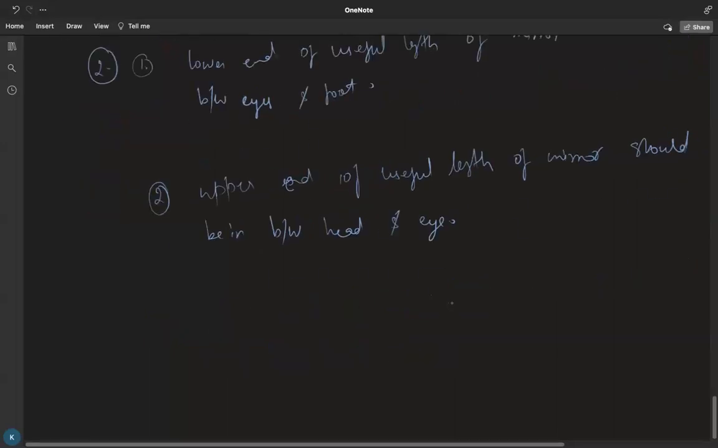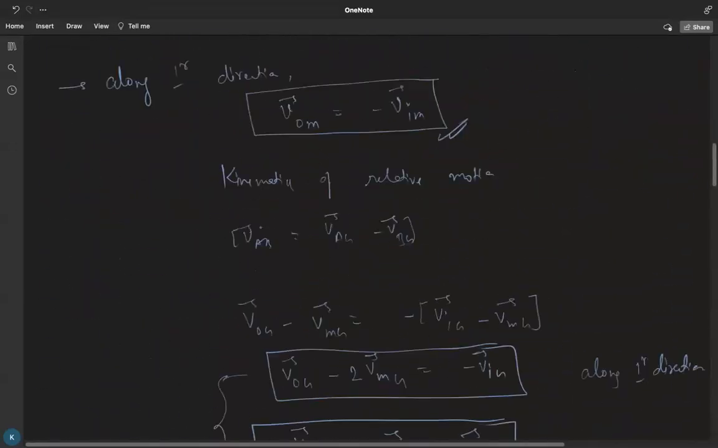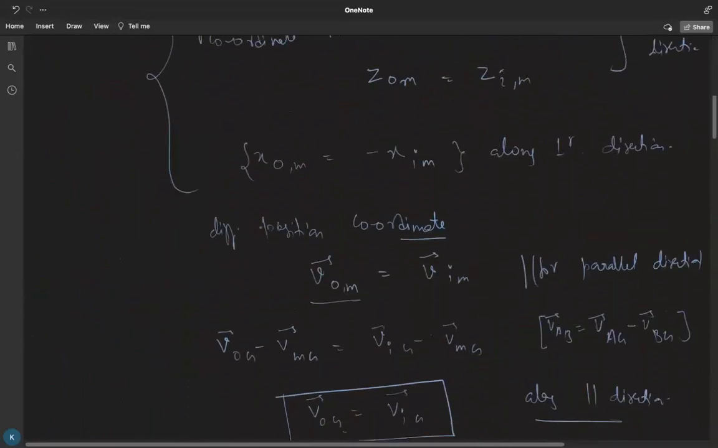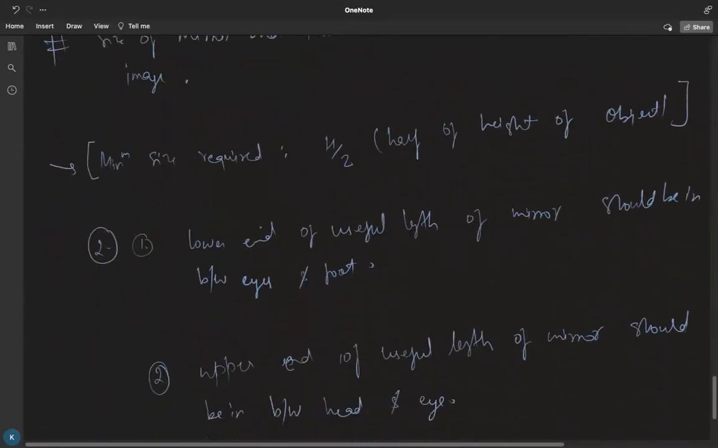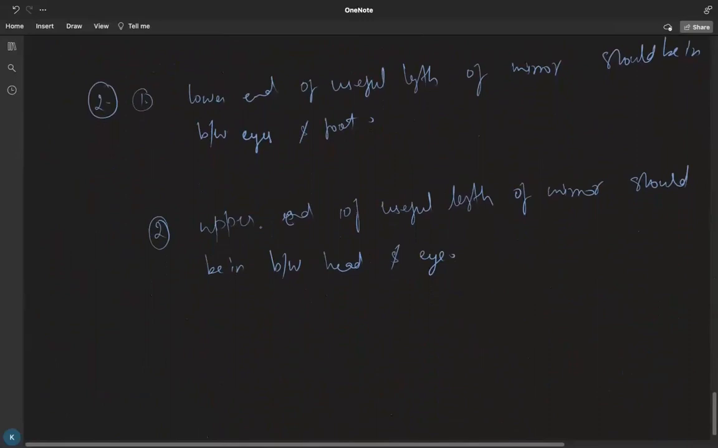So with the plane mirror, the concepts related to it are over. Now we have to talk about spherical mirrors. Okay, so let's start. What is a spherical mirror? I hope you already know about this, so let me quickly recap the thing.